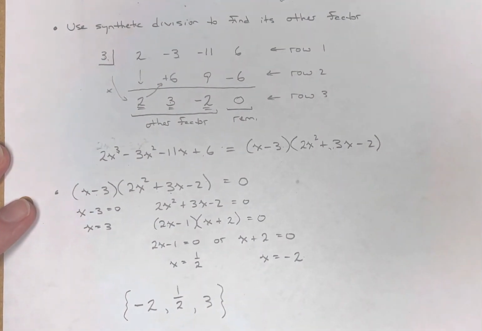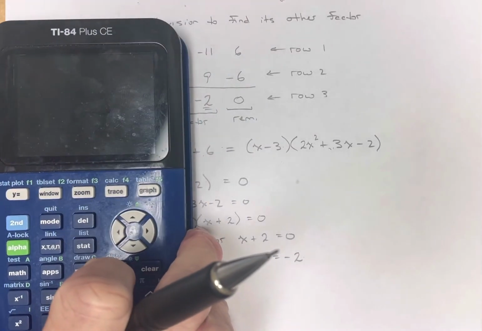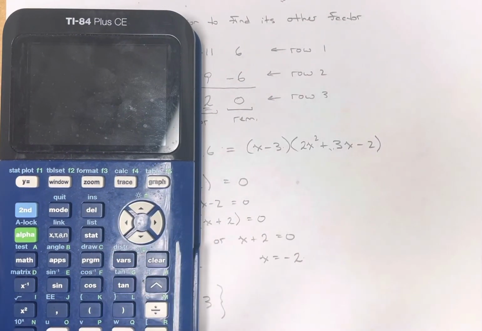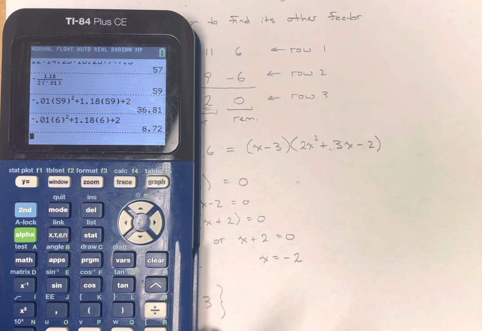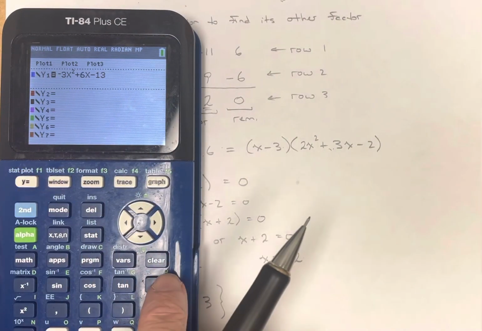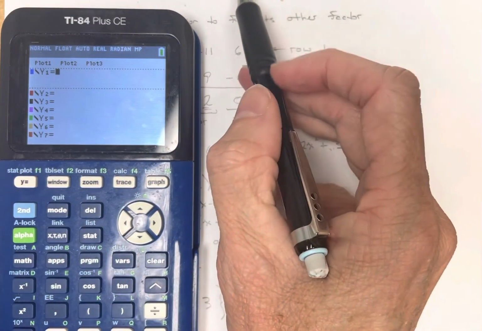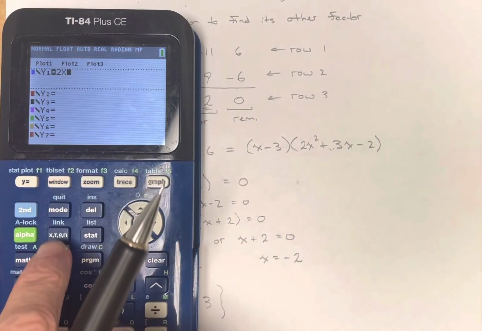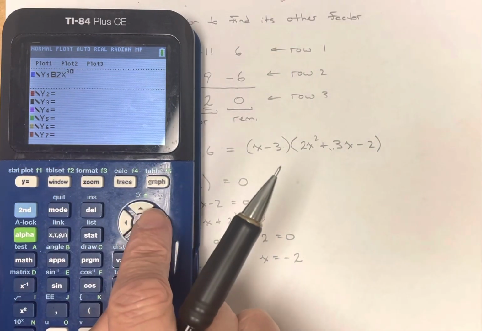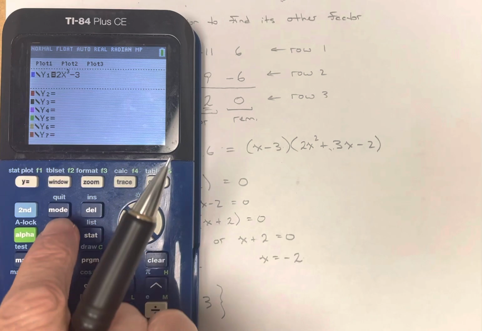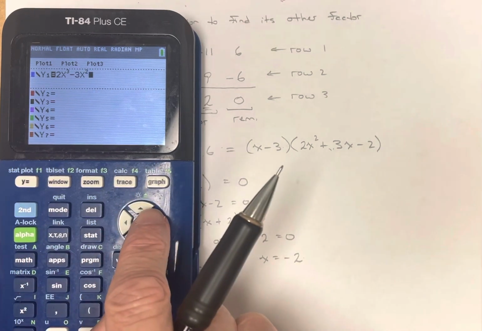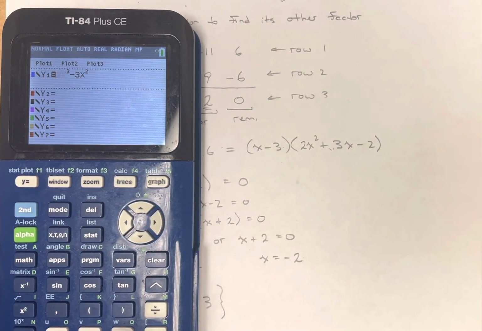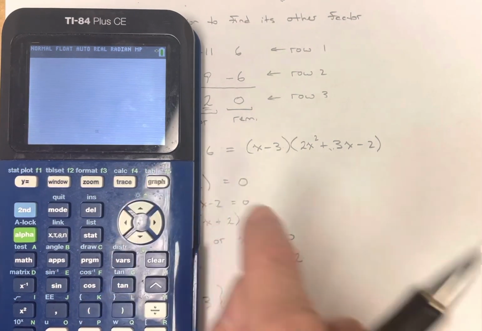Let's take a look at this on our graphing calculator and see if we can get those same zeros. I'll go into y equals, I need to clear something out. I'm going to do 2x cubed minus 3x squared minus 11x plus 6. Graphing is always so much easier than doing it algebraically. Well, not always, sometimes.